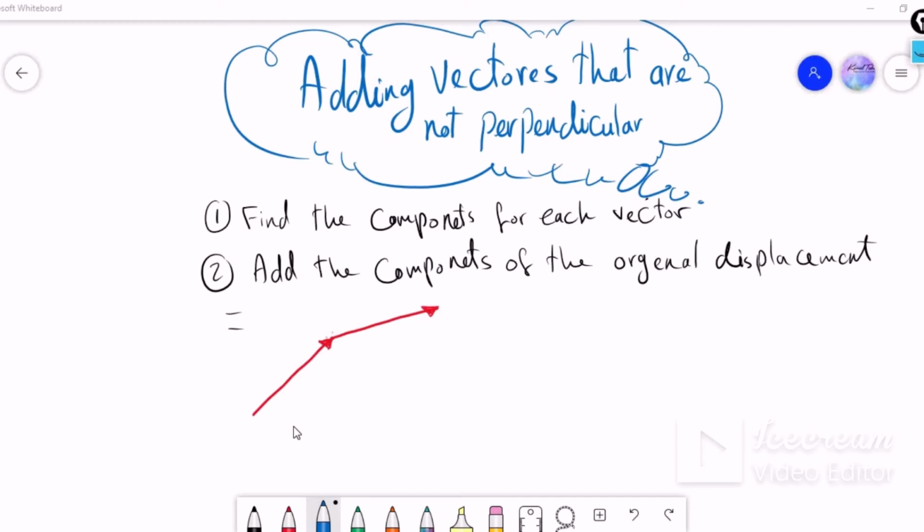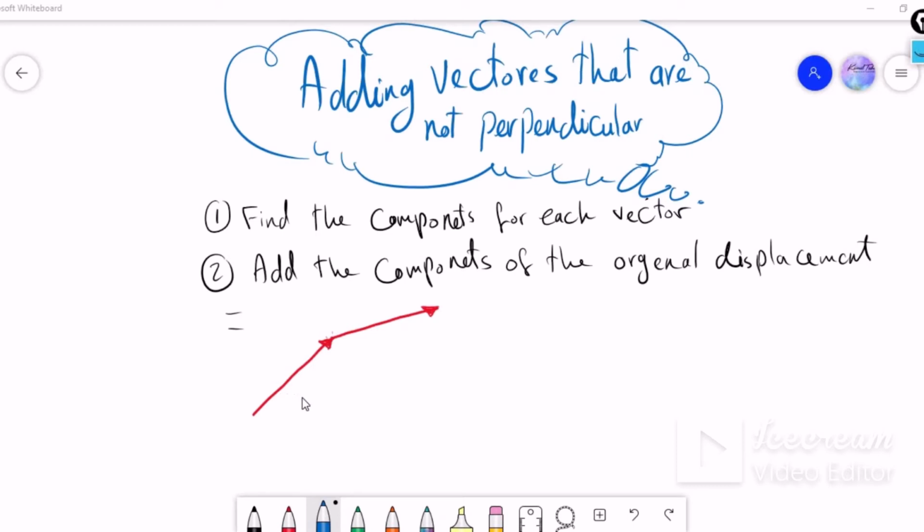We'll still talk about vector operations, and today we'll take another kind of problem, maybe more complicated than the others. Today we'll take this problem about how we can find the resultant for vectors that are not perpendicular to each other, like this example here.